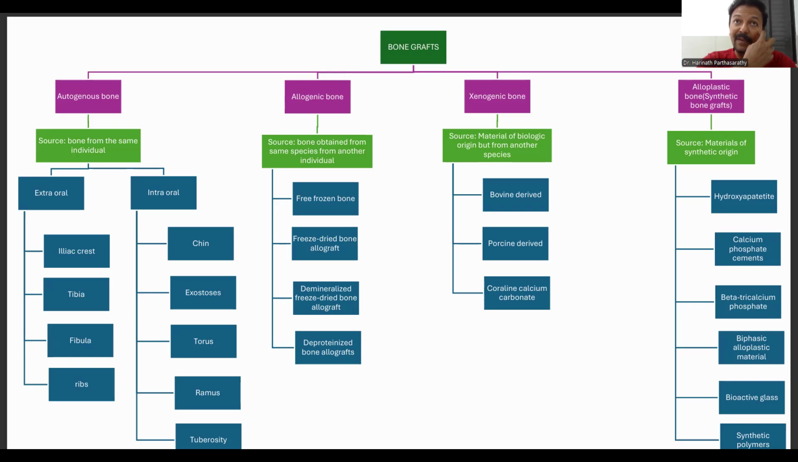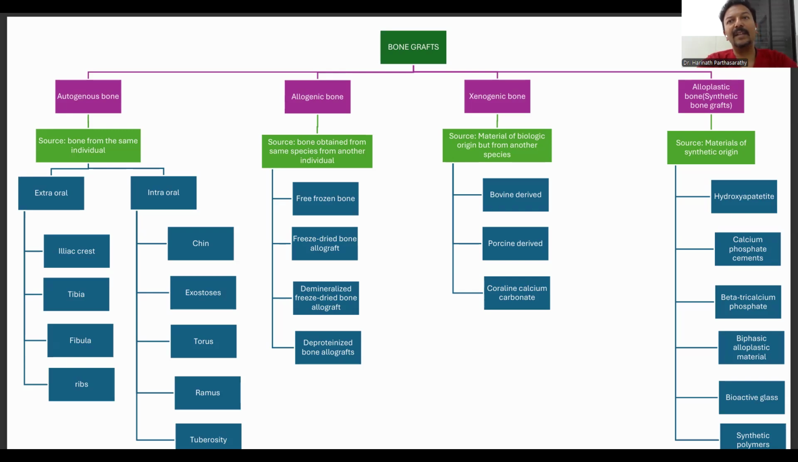So in the classification, the first category will be your autogenous grafts, which means the grafts taken from the same individual. Coming to the sub-classification of these autogenous grafts, there are two sources: the intraoral source and the extraoral source. Being a dentist, we are more familiar with harvesting grafts intraorally, like we can harvest grafts from various parts of the oral cavity, like the chin.